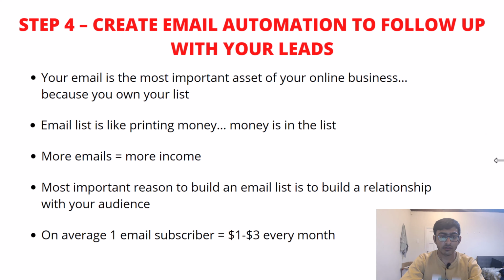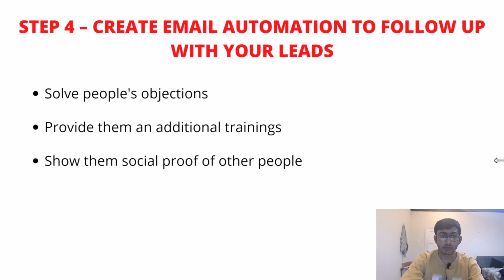And on average, one email subscriber is equal to $1 to $3 per month. So if you have 100 people in your email list, then you can make at least $100 per month. And if you have 1,000 people in your email list, then you can make at least $1,000 per month. So this is the power of an email list. And the main purpose of your email automation is to solve people's objections, provide them additional training, and show them other people's social proof, so that eventually your audience will trust you and in the future they will purchase a product that you are recommending to them.